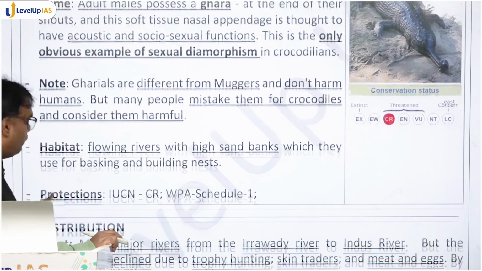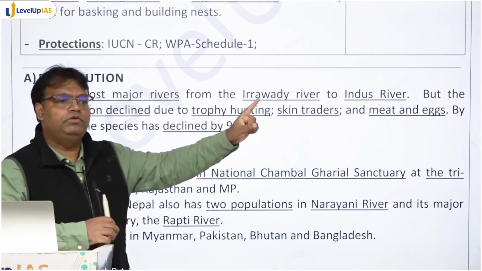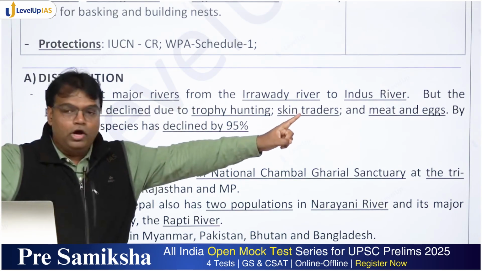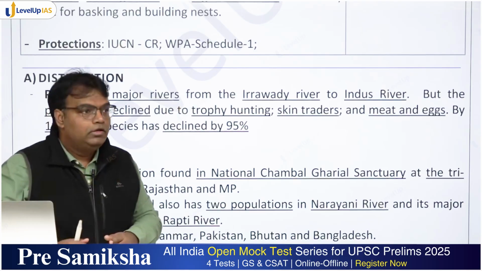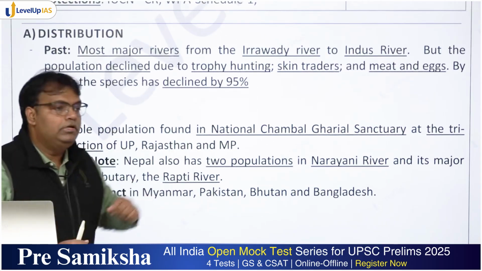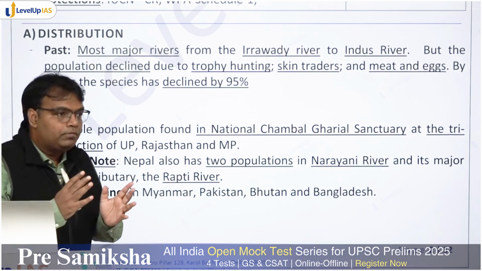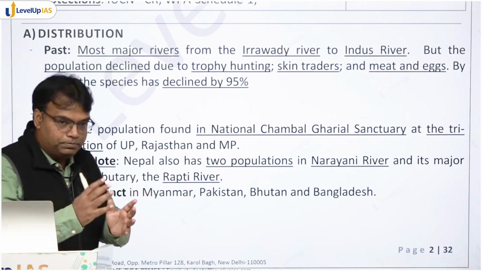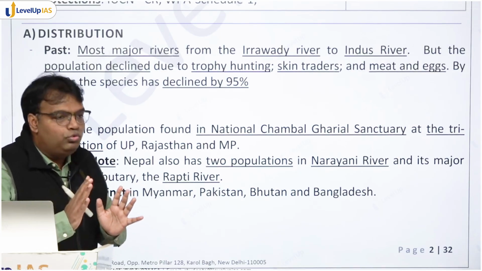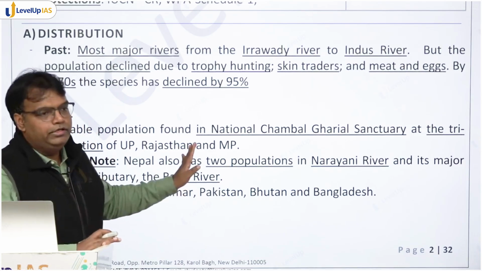Now, where is it found? So in the past, it was very well distributed. From Indus River to Irrawaddy River in Myanmar, so you can understand how widely distributed it was. But in recent times, its population has become confined primarily to National Chambal Sanctuary. National Chambal Sanctuary is located at the tri-junction of Rajasthan, Madhya Pradesh and Uttar Pradesh. जहाँ पे इन तीनों states का tri-junction है, it's located there, and that is the only big breeding population वाला section in India.